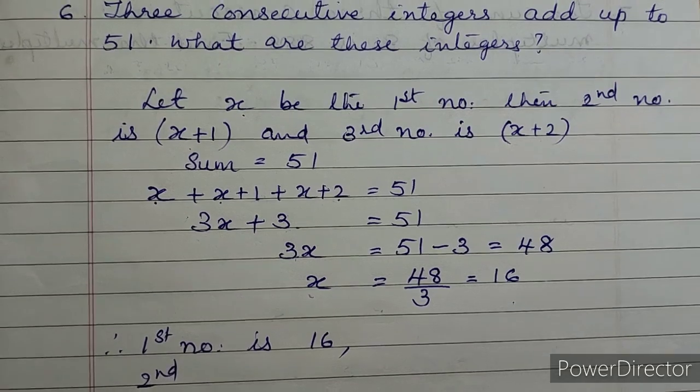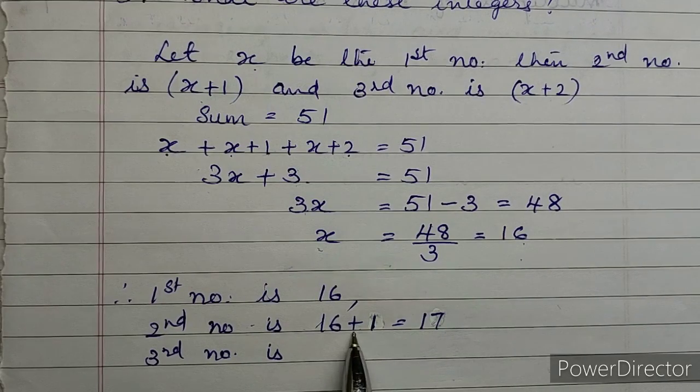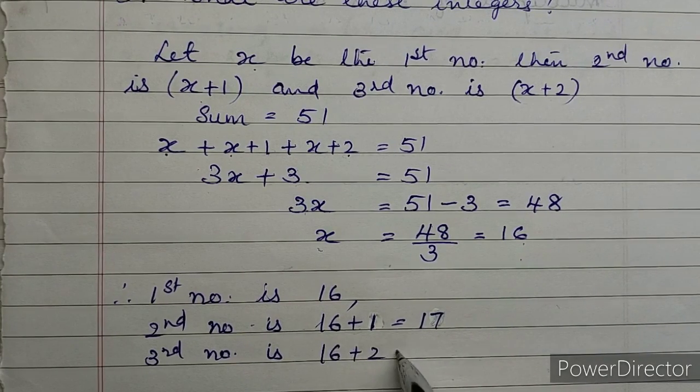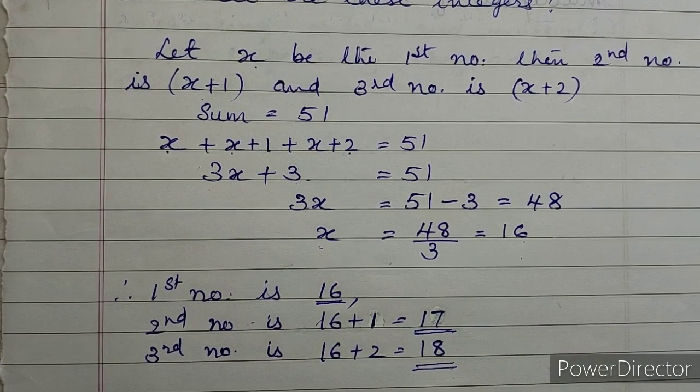Second number is 16 plus 1 is equal to 17. And third number is 16 plus 2 is equal to 18. So the numbers are: first number 16, second number 17 and third number 18. So this is the way of doing verbal sums. So practice it in the same way. You can do any sums like this.